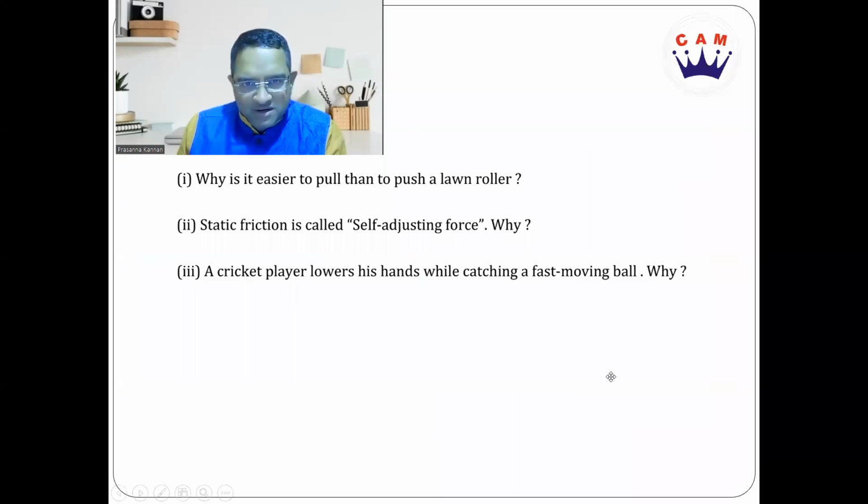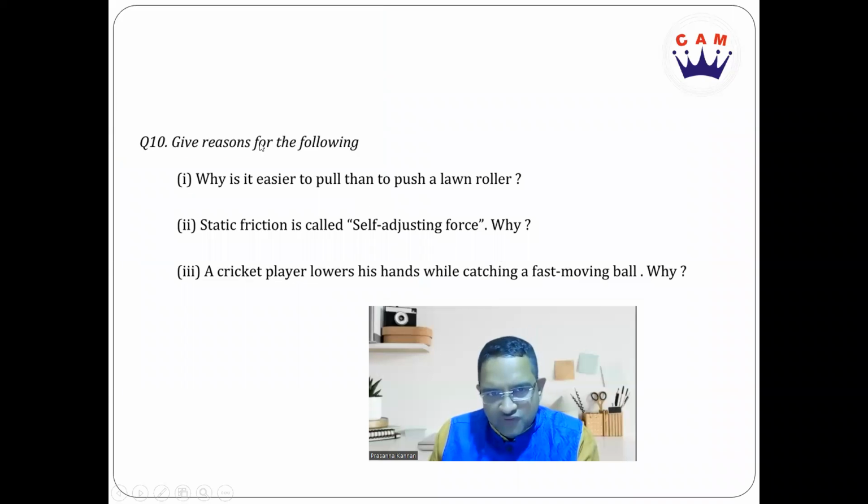Okay, next question. Question number 10. Give reasons for the following. Why is it easier to pull rather than push a lawn roller?